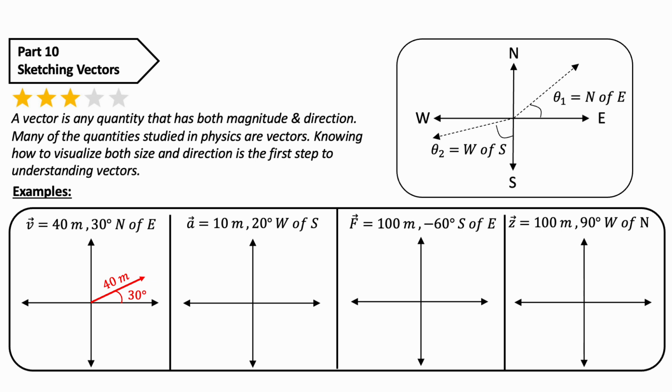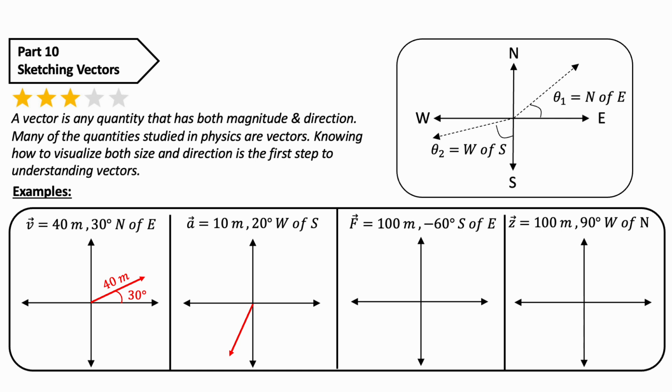Now, let's see how A is different. We have 10 meters, 20 degrees west of the south line. Again, start at the second one. We are starting south, and then we are heading in the westward direction. So then we pull this vector towards the west. We pull that 20 degrees.